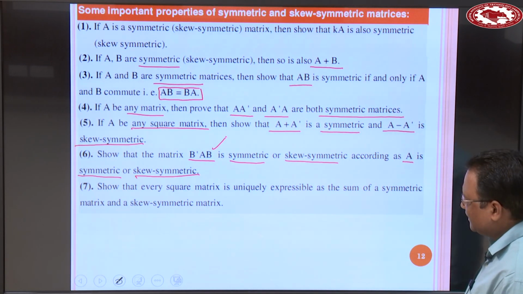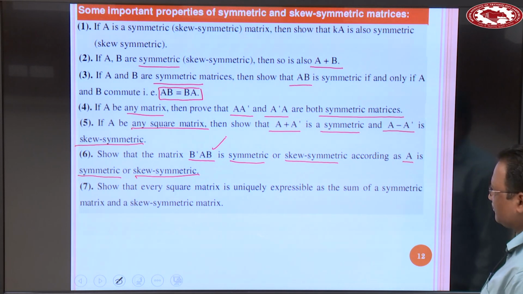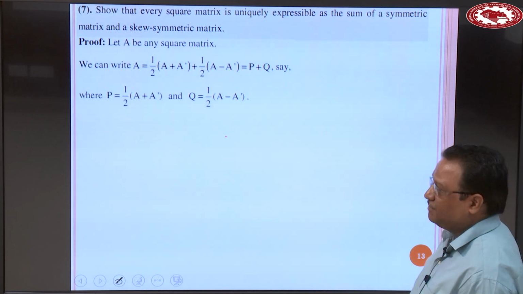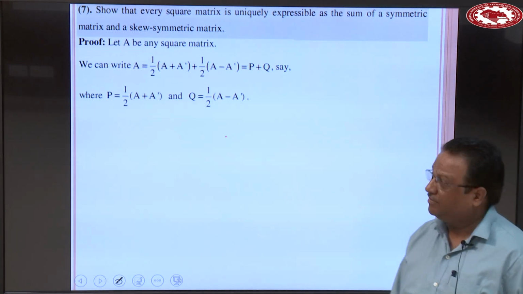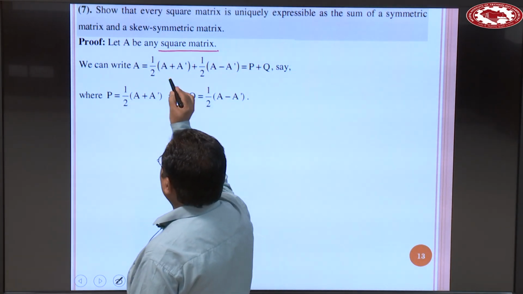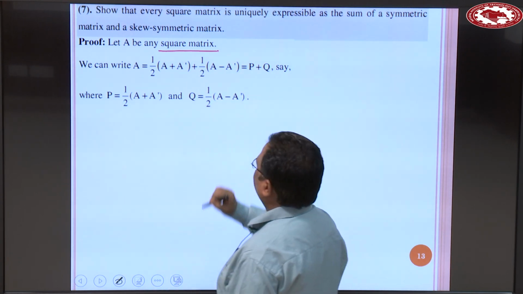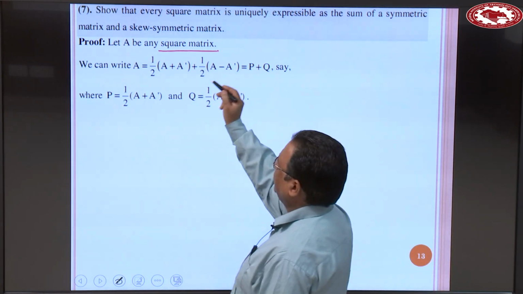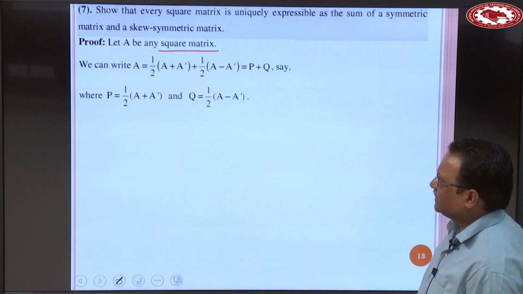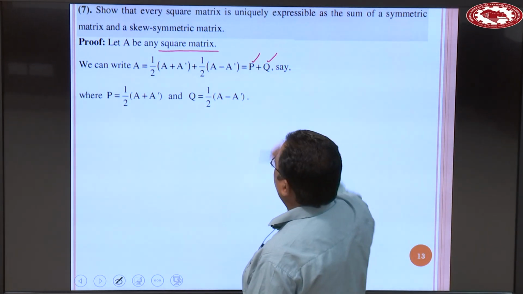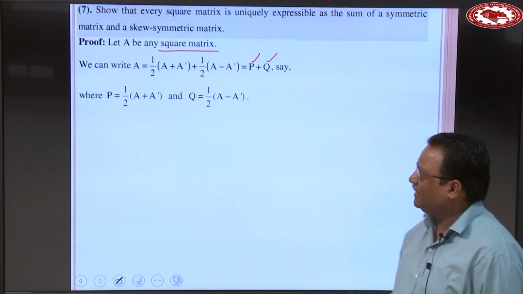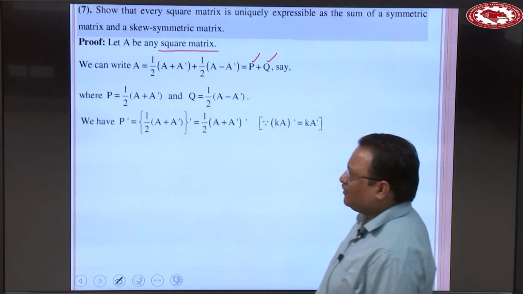Then every square matrix is uniquely expressible as the sum of a symmetric matrix and a skew symmetric matrix. You can prove this result. In +2, you have already discussed this problem. Okay. So, let A be any square matrix. Then we can write A is equal to 1 by 2 (A plus A dash) plus 1 by 2 (A minus A dash). So, if you solve this one, A dash cancels, 1 over 2 A plus 1 over 2 A means A. So, A can be represented like this, and let us suppose that this one is P plus Q, where P is 1 by 2 (A plus A dash) and Q is equal to 1 by 2 (A minus A dash).